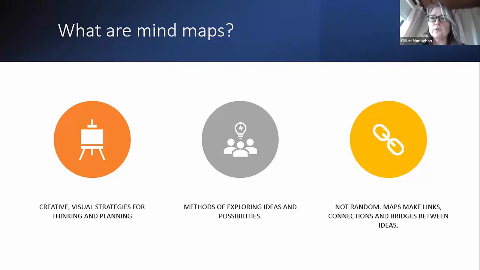But they're not random, okay? So you're not brainstorming and just putting everything out on paper. Maps have links. They make connections. They build bridges between ideas. And a visual representation allows you to think about how ideas stand in relation to one another.